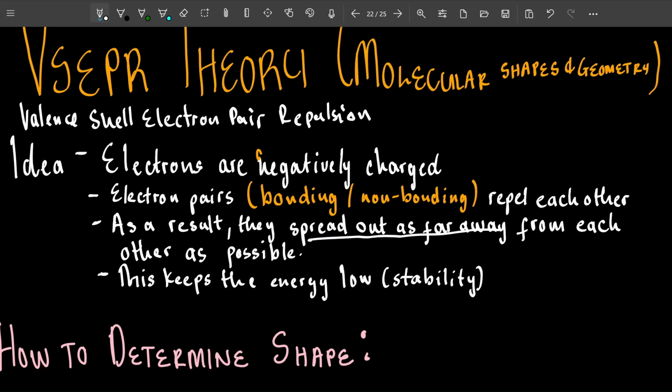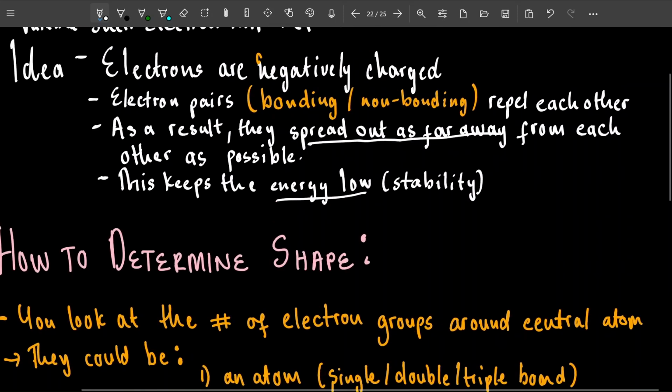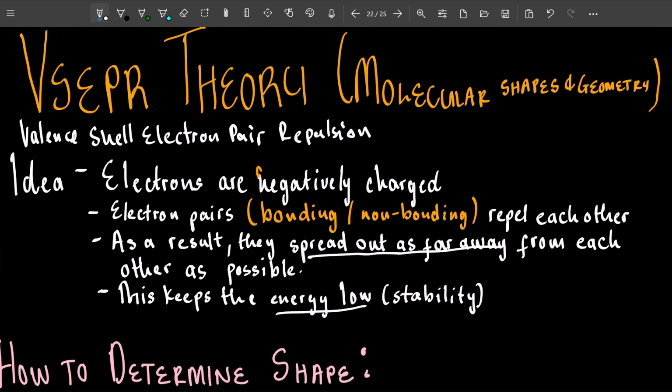If they are far away from each other, there is less fighting, and we have less energy in this thing, and we have stability. But if they are close to each other, there's potential energy. They want to fight. They're building up. So what is the idea of VSEPR theory? It says electrons are as far away from each other as possible to minimize repulsion.